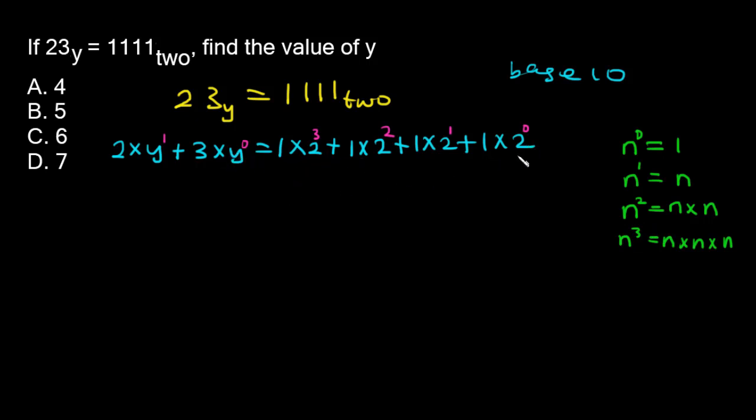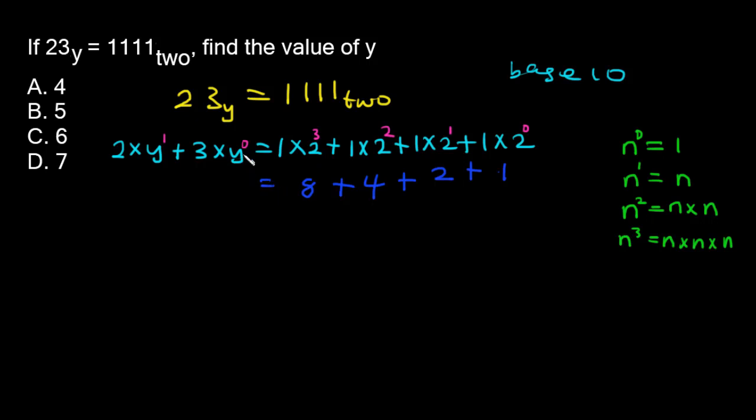So here we get 2 raised to power 0, which is 1. So 1 times 1 gives us 1. Then plus 2 raised to power 1, which is 2. So 2 times 1 is 2. 2 raised to power 2 is 2 times 2, which gives us 4. 4 times 1 gives us 4. 2 raised to power 3 is 2 times 2, 4 times 2, which gives us 8. 8 times 1 gives us 8.